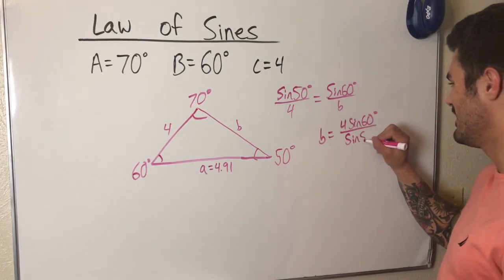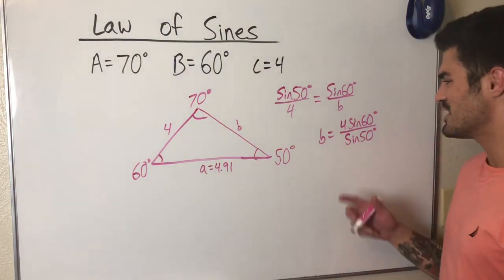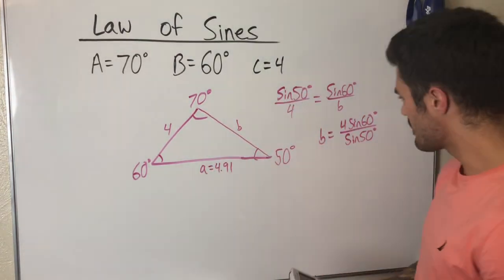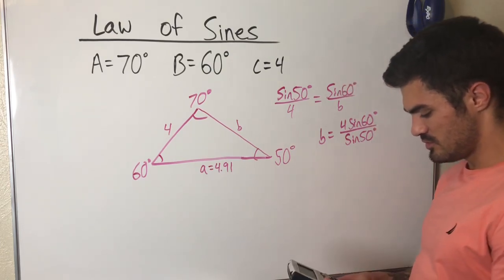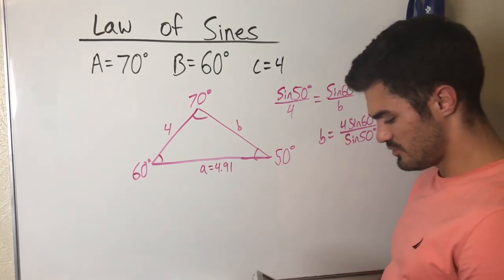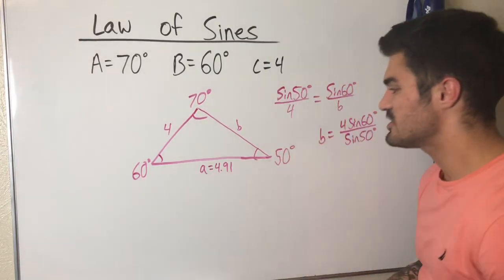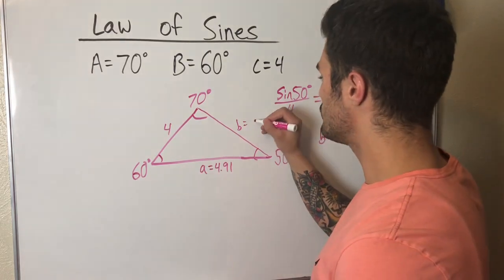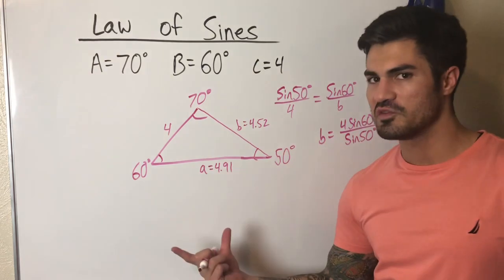Sorry, I second-guessed myself for a second there. Be careful doing stuff in your head. Double check. Okay, so if I punch this in a calculator, I'll get B. 4 times sine of 60 divided by sine of 50. What do I get? 4.52, which is what I would expect, right? Somewhere between 4 and 4.91. So B equals 4.52, and I have solved this triangle.